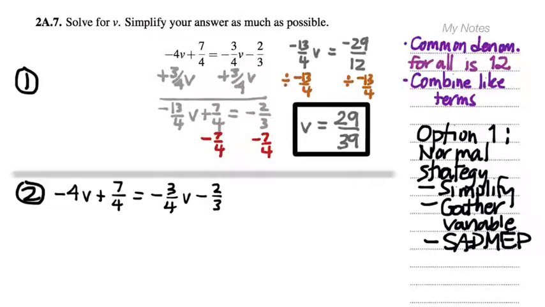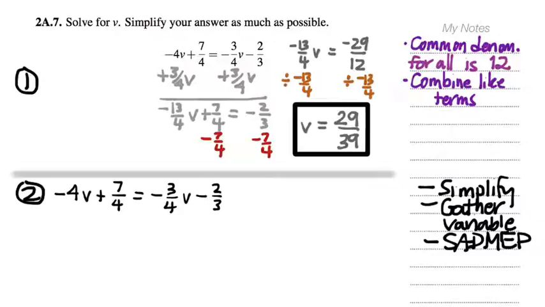So what it looks like is it just adds a step before what was previously our first step. Clear denominators. So this is option 2.